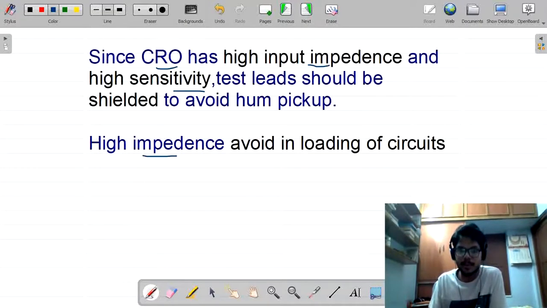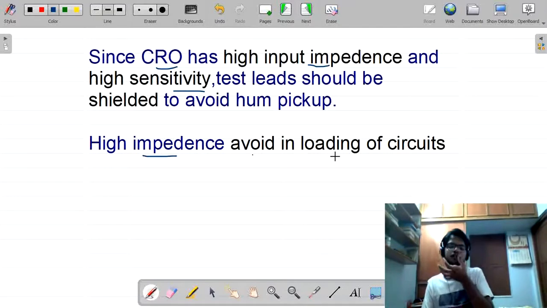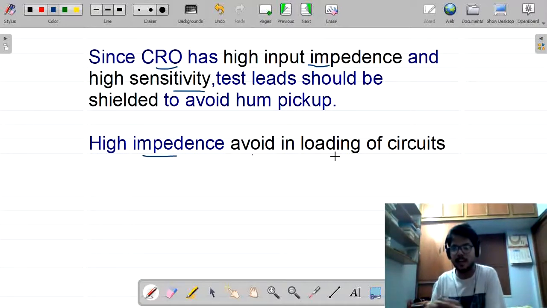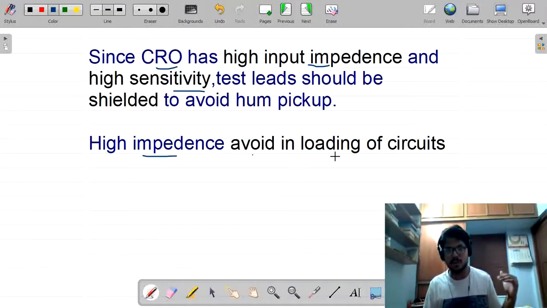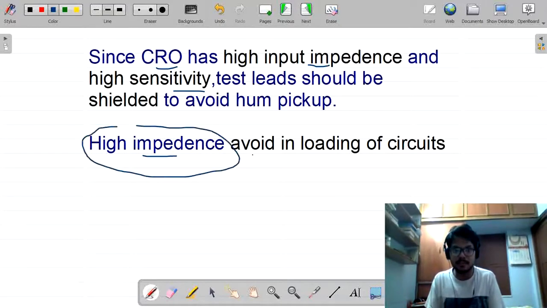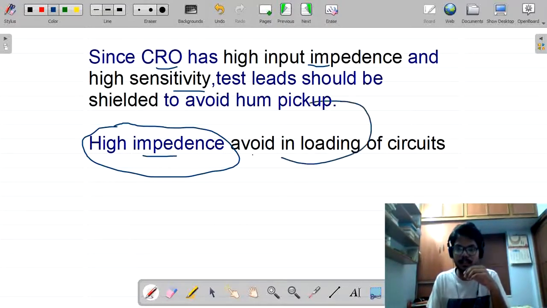Now, high impedance avoids loading of the circuit. In general, we know that the CRO works with a very high voltage, and our electronic circuits work with very low voltages. As there is a huge difference between the CRO voltage and the electronic circuit voltages, the high input impedance of the CRO will protect the electronic components, such that the high voltage of the CRO will not impact these components. Hope you understand what the loading effect is.